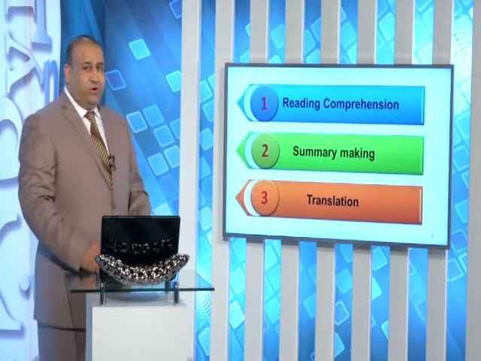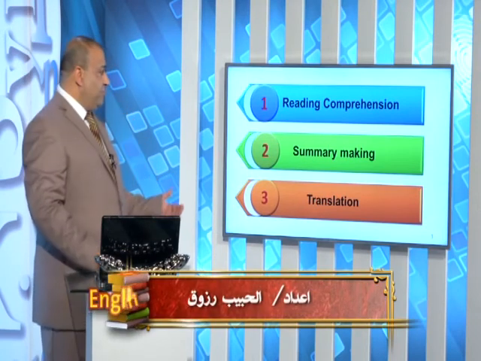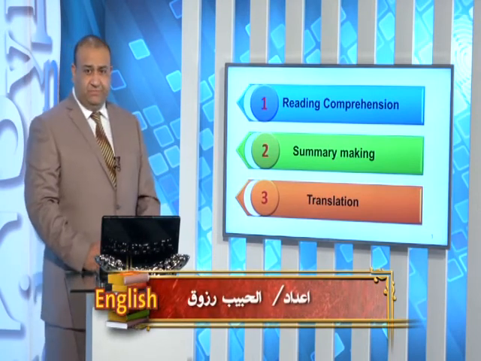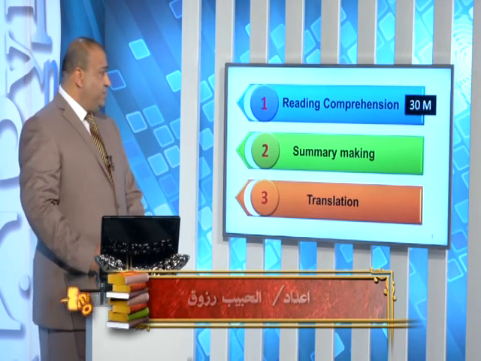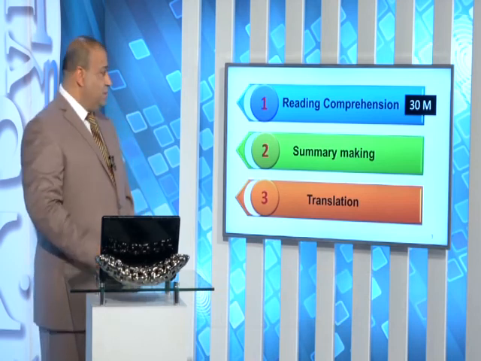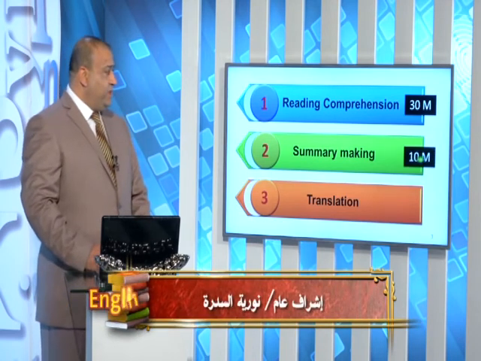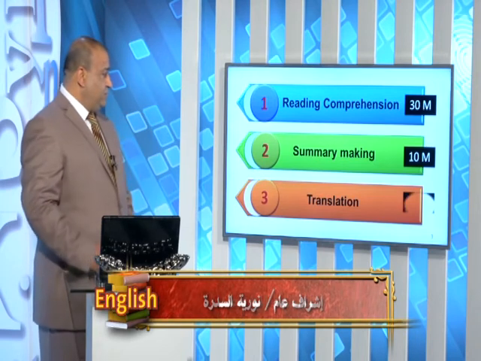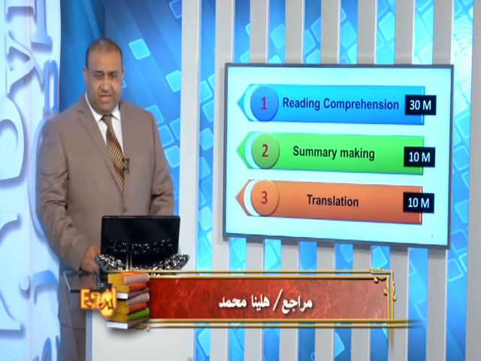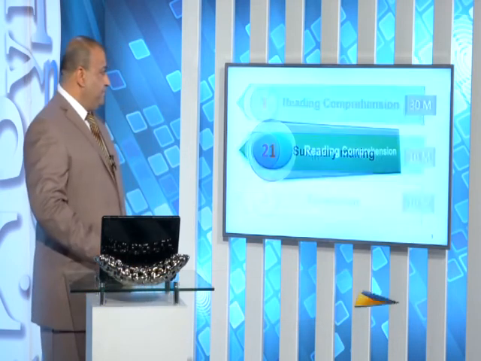Dear students, welcome back to my new lesson. A few seconds ago, I said I would be dealing with, as you can see here, reading comprehension, summary making, and translation. In your exams, the reading comprehension will be allotted 30 marks. Summary making will be allotted 10 marks. As for the translation, this task will be allotted 10 marks.